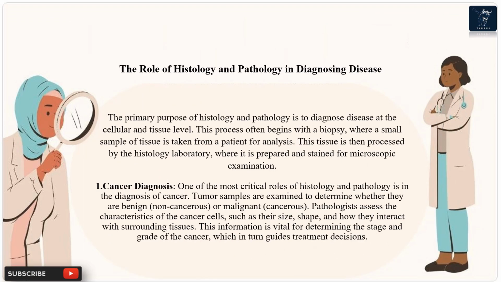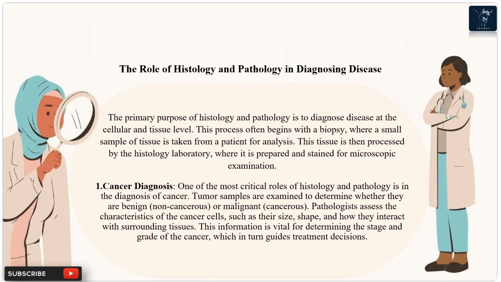The role of histology and pathology in diagnosing disease. The primary purpose of histology and pathology is to diagnose disease at the cellular and tissue level. This process often begins with a biopsy, where a small sample of tissue is taken from a patient for analysis. This tissue is then processed by the histology laboratory, where it is prepared and stained for microscopic examination.